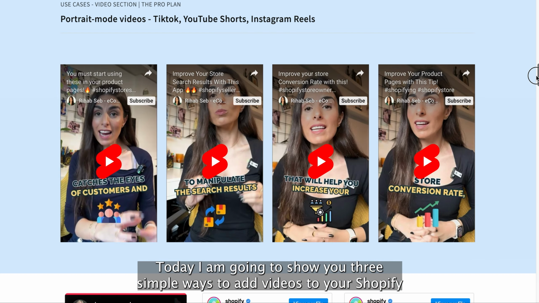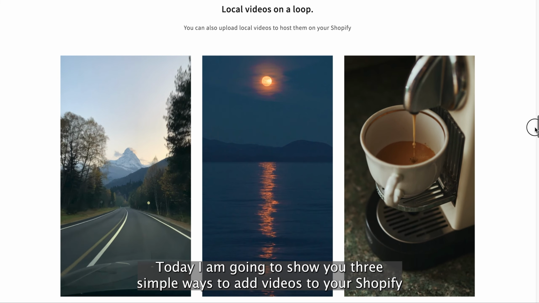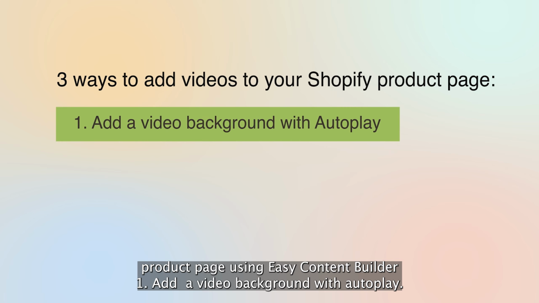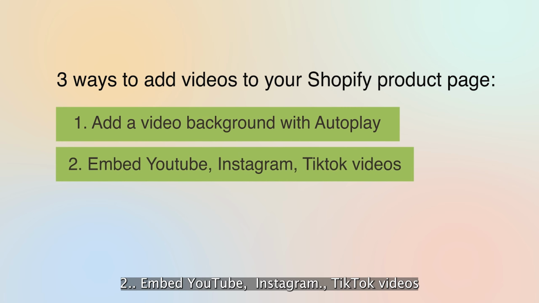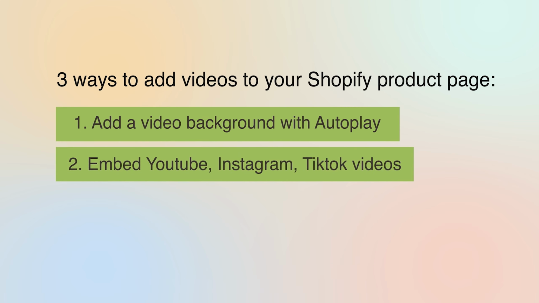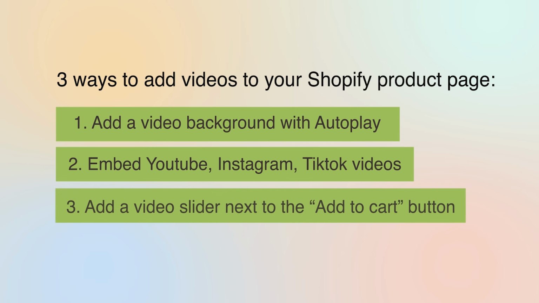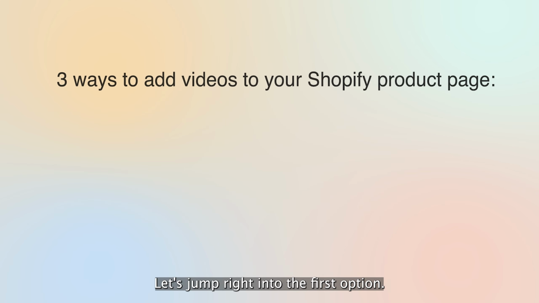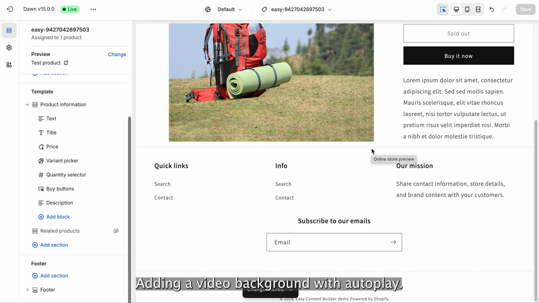Today, I am going to show you 3 simple ways to add videos to your Shopify product page using our Easy Content Builder. 1. Add a video background with Autoplay. 2. Embed YouTube, Instagram, TikTok videos. 3. Add a video slider next to the Add to Cart button. Let's jump right into the first option, adding a video background with Autoplay.